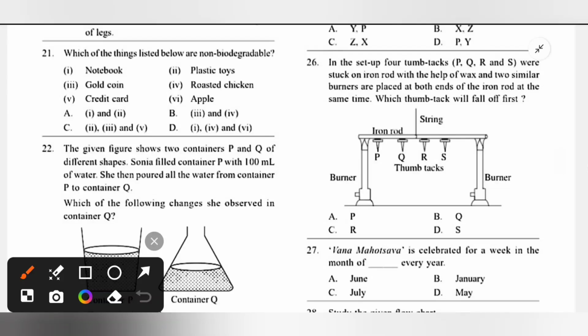In the setup, 4 thumbtacks P, Q, R and S were stuck on the iron rod with the help of wax, and 2 similar burners are placed at both ends of the iron rod at the same time. Which thumbtack will fall off first? So please check the picture. So first, P thumbtack will fall first and then Q and then S will fall simultaneously and then R will fall. Okay, so first P thumbtack will fall. So option A is the correct answer.